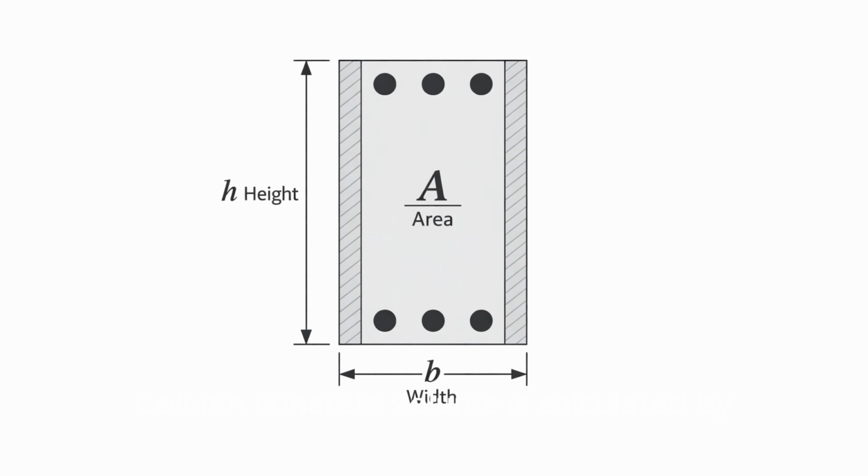Column concrete volume is calculated by multiplying cross-sectional area by height and number of columns. Even small increases in column size or story height can significantly increase total concrete volume. DPWH costing treats every column as a measurable unit, not a rough allowance.